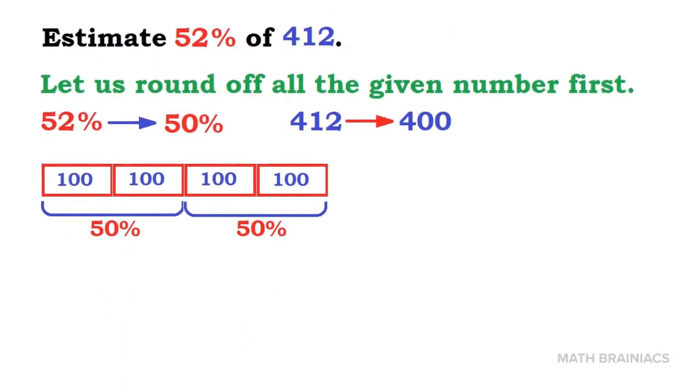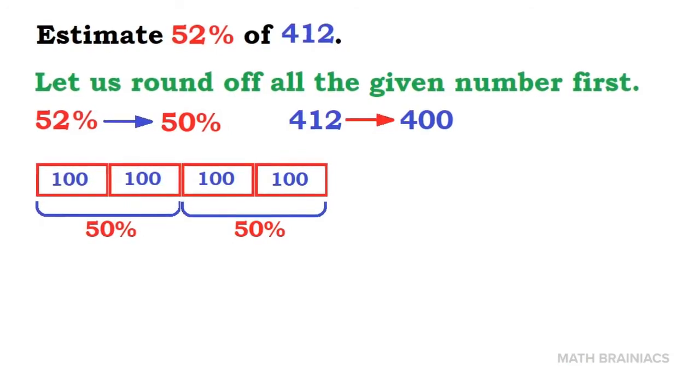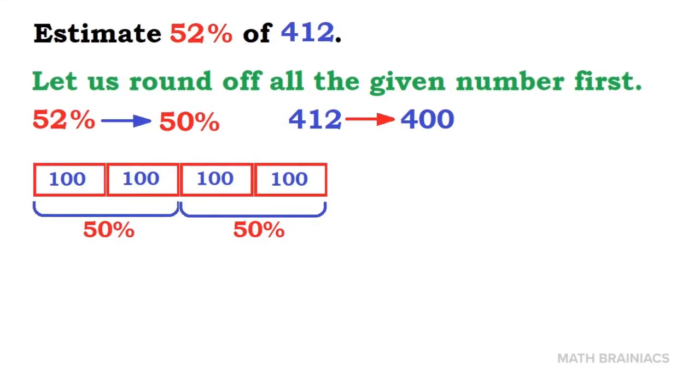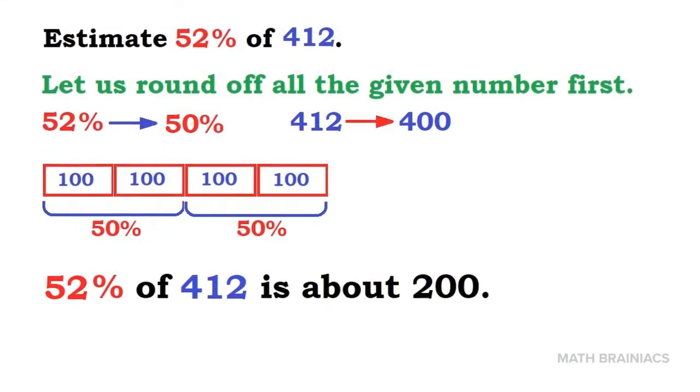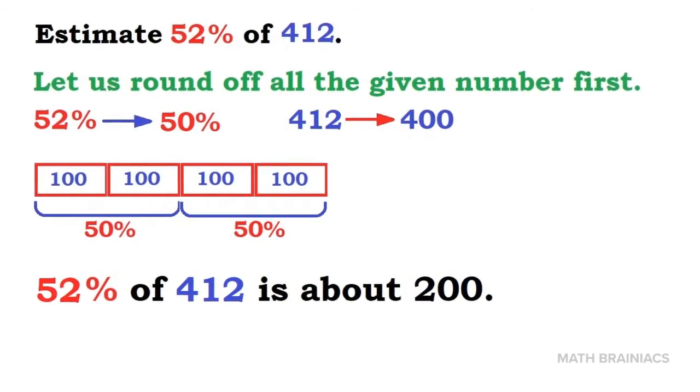And 50% is indicated on half of the whole bar. Accordingly, 2 parts will be 50%. Because of this, 52% of 412 is about 200.